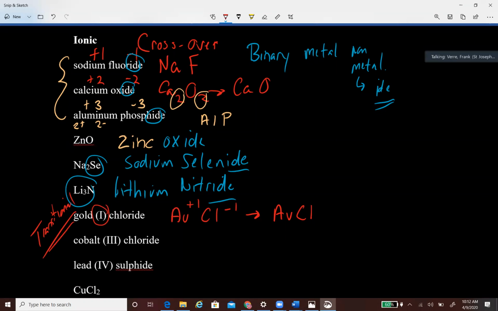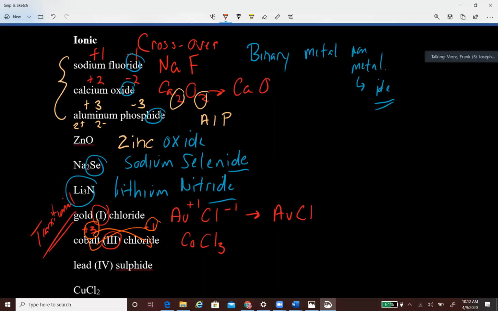AuCl. If I look at the next example, it says cobalt is +3. So the 3 means that cobalt is +3 and chloride is -1. So that means we need 1 cobalt and we need 3 chlorine. Again, you're just using the simple idea of the crossover rule, where that charge goes here, right? And this charge basically determines the number for the other element in this case.